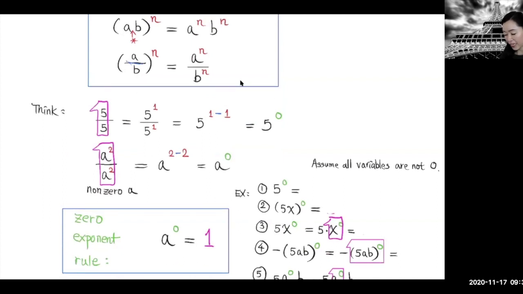For any non-zero a, let me write it down. This is for non-zero a. You cannot divide by 0. That's why we have to say non-zero a. So for any non-zero a, a to the 0 power is equal to 1. Think about this exponent, think about these two examples.